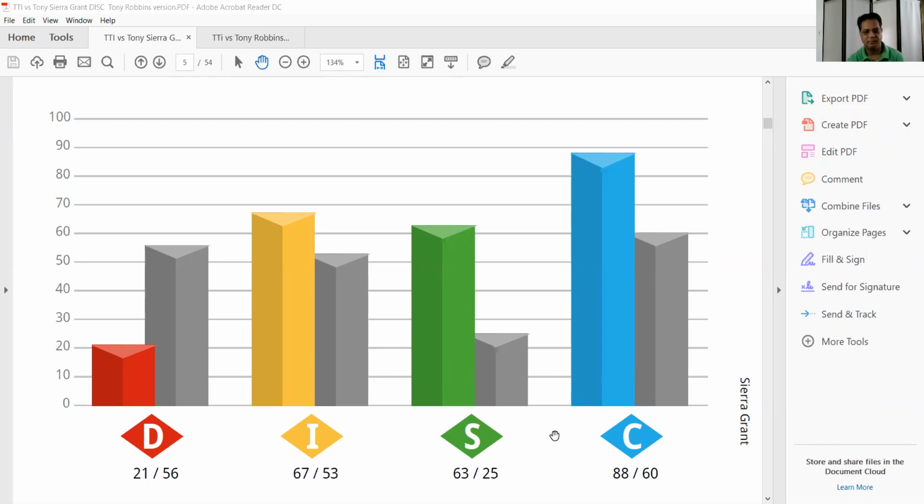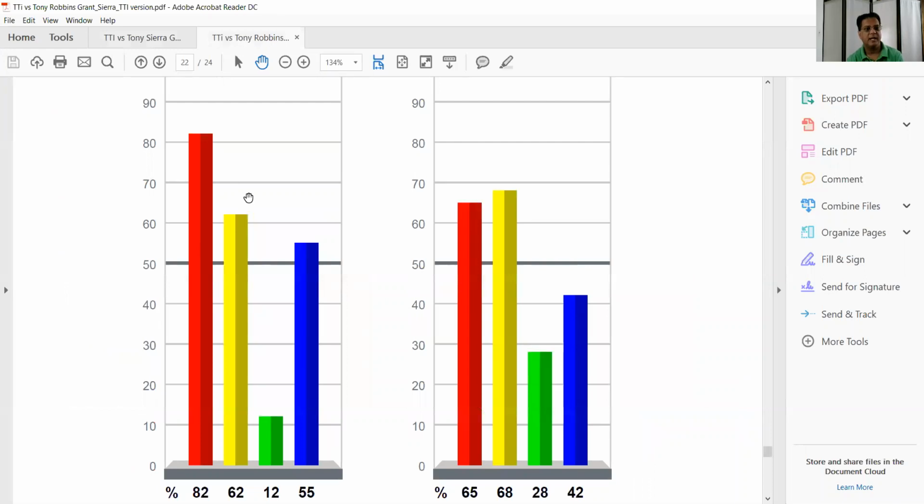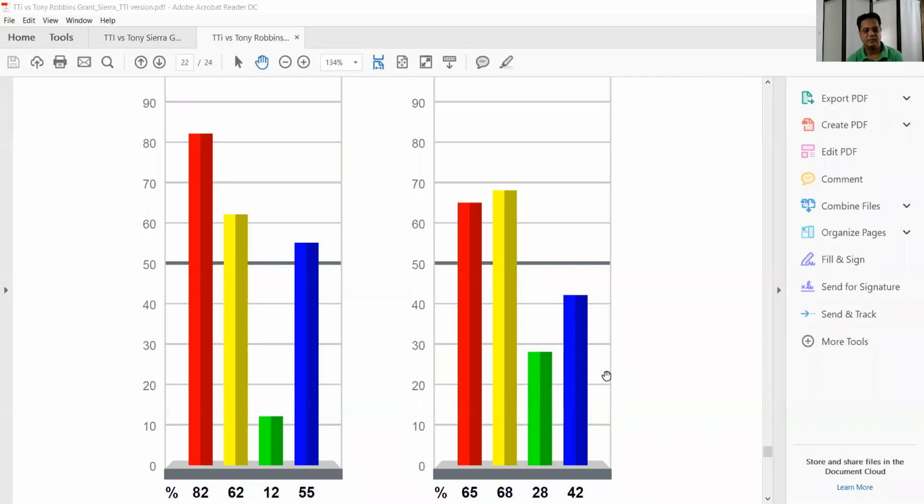Let's see the report from Target Training, the other version that I use, okay? And let me share this one here so that it becomes easier for you to look at this. So here is the other one. So now you can see this person has a very high D, right? Okay, but relatively high enough I in the adapted style. In the natural style, the D and I are very close, not really far apart, but the C is low.